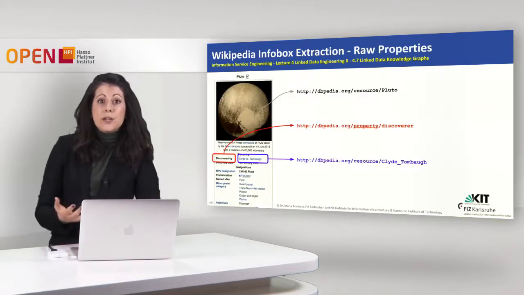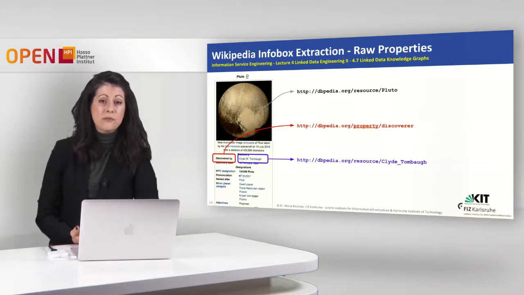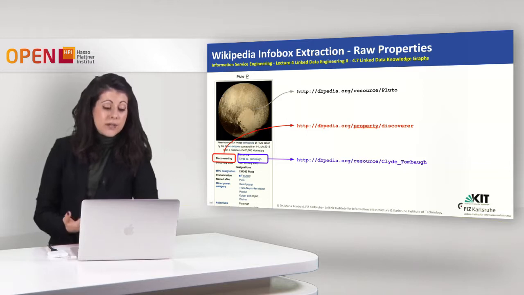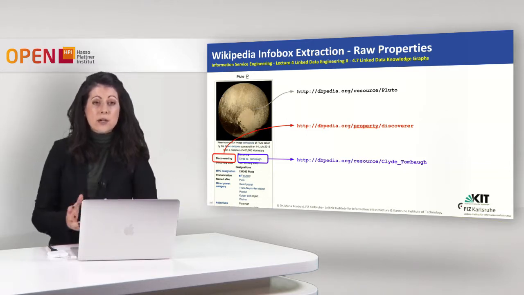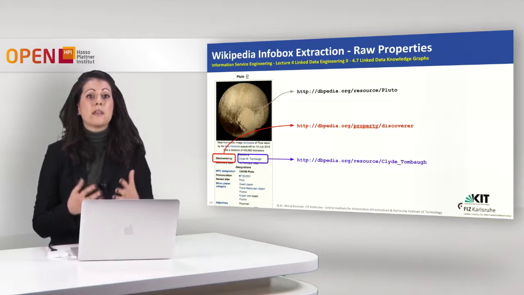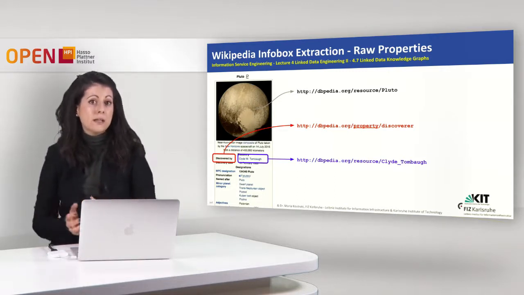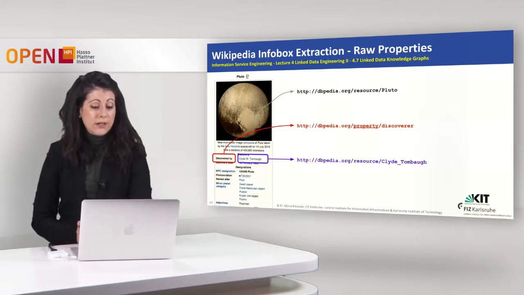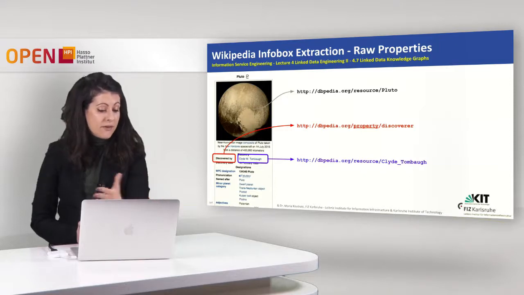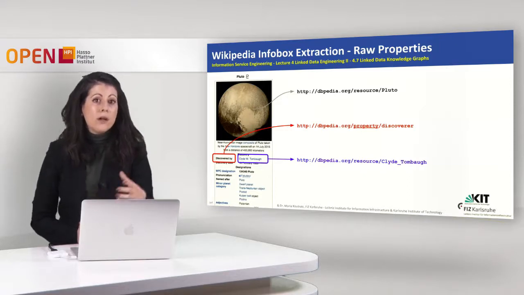So the first extraction framework in DBpedia, so that we can extract information from these info boxes, resulted in the raw properties dataset. This framework is a direct extraction of all the information that is there in the info box, translated into triples in DBpedia. So here they would extract a triple saying that Pluto has a discoverer, or discovered by, Clyde Tombaugh. This is the information that we get from this info box.